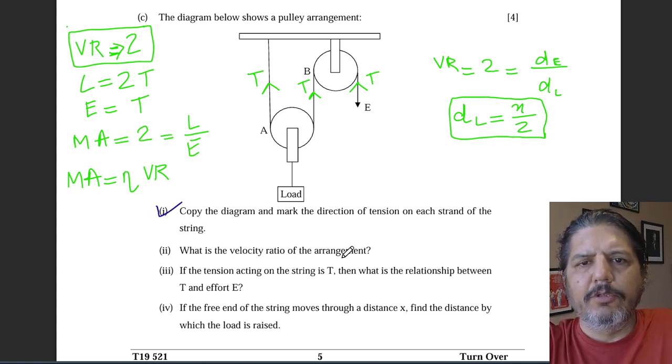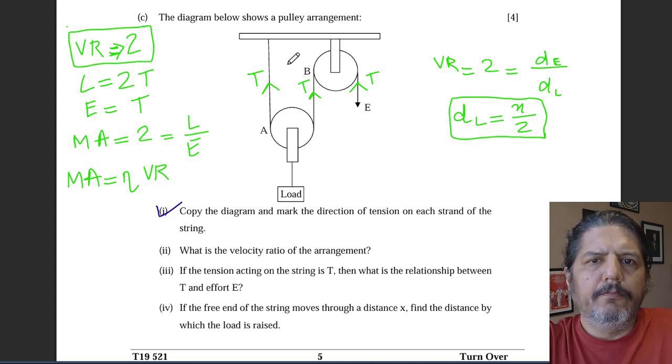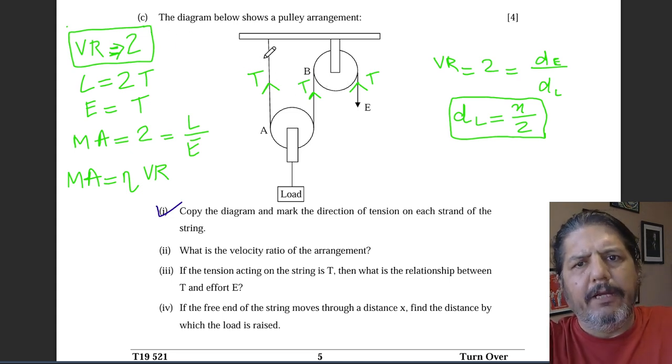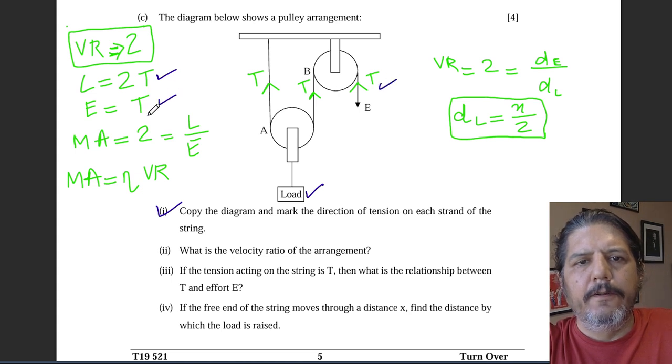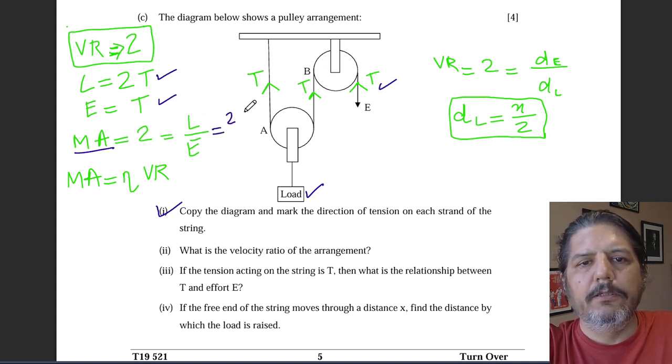What is the velocity ratio of the arrangement? So you know how to find the velocity ratio. If I have to derive, what I'll do is this load would be equal to 2T. The effort would be equal to T. Mechanical advantage would be equal to 2. Why? Because load upon effort. Load in this case is 2T and effort is T. So that is why I got this 2.